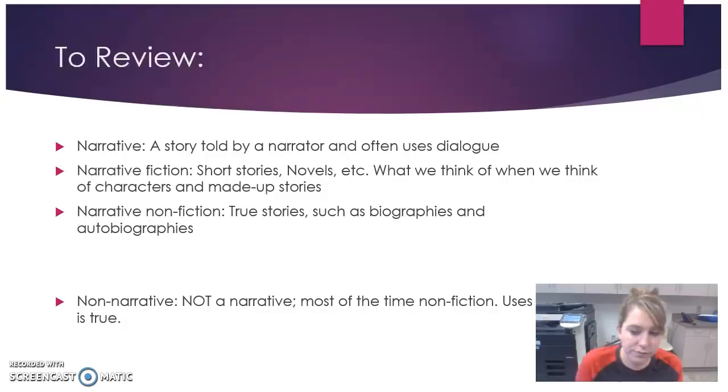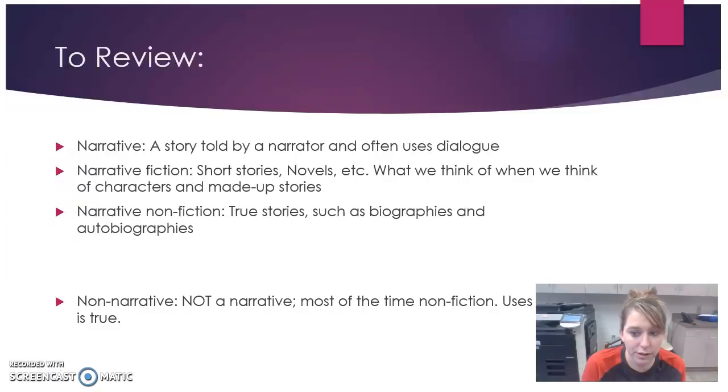Okay, so to review. Narrative is a story told by a narrator that often uses dialogue. Okay, we have talked about that a little bit. Narrative fiction is what we usually think of when we think of narrative, so short stories, novels, etc. Narrative nonfiction are true stories. Okay, so biographies, autobiographies. A non-narrative is basically nonfiction. That's an easy way to think of it. So most of the time it's nonfiction. It uses facts and is true.